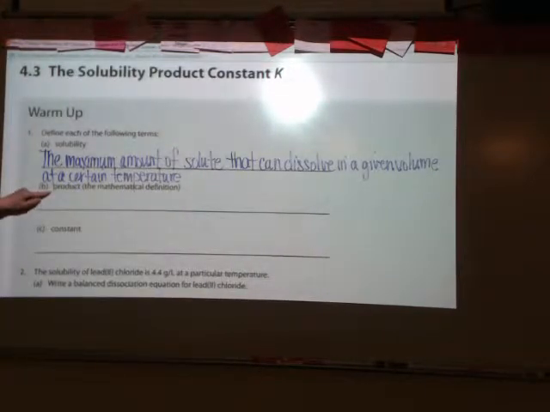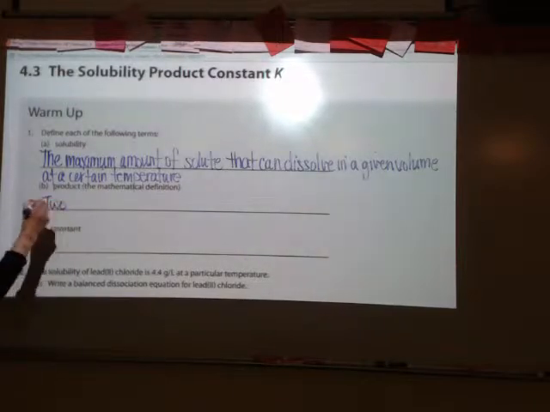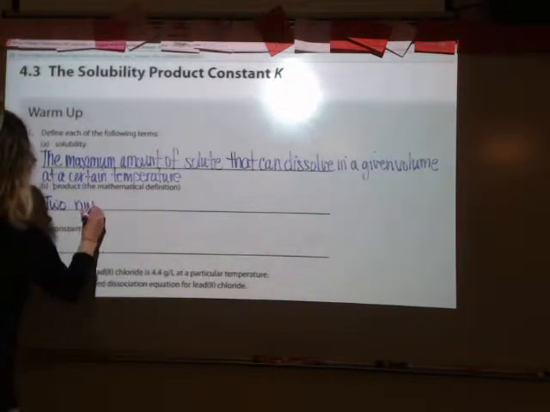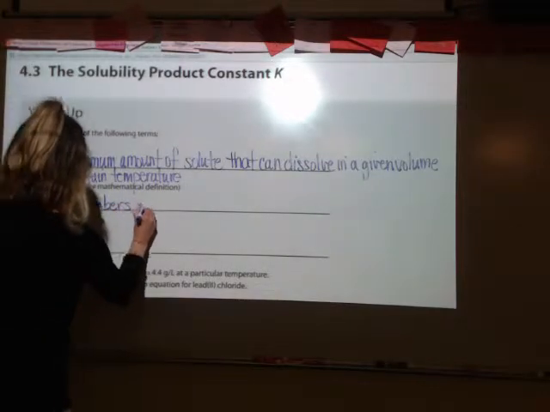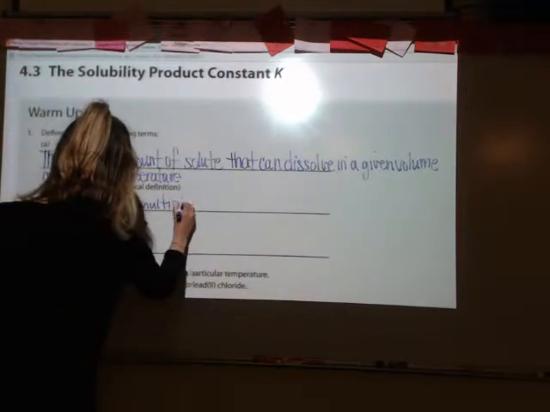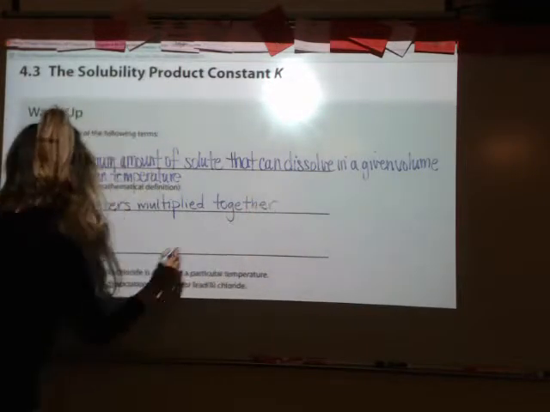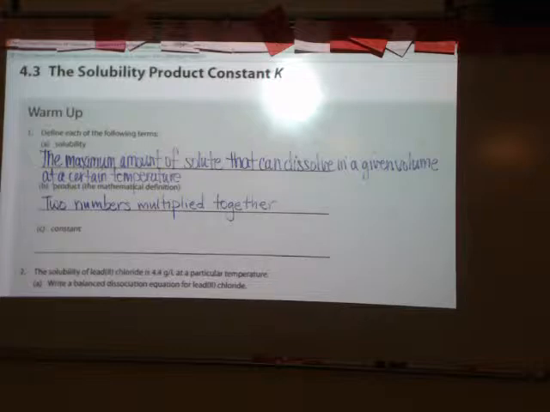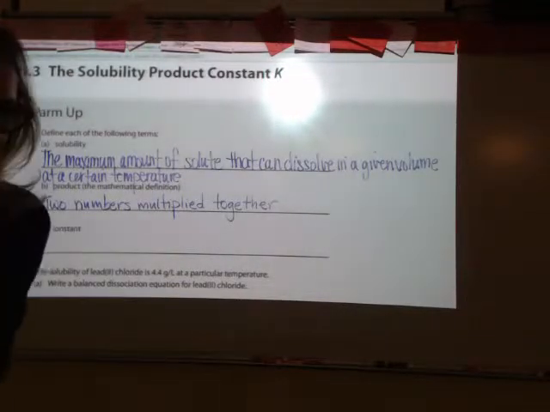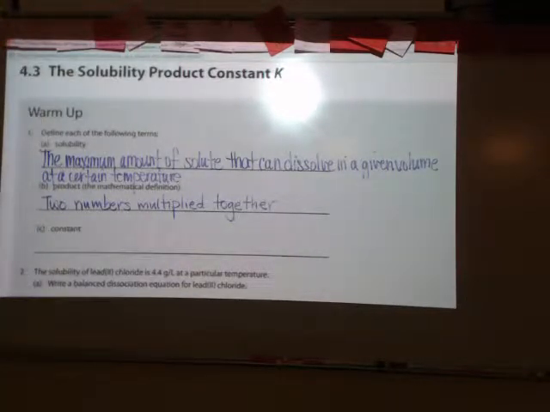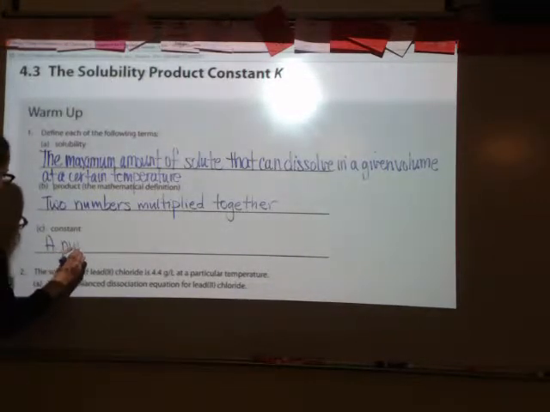Let's shift to math for a second. How would you define product? Like two numbers multiplied together? How would you define constant? A number that stays the same.